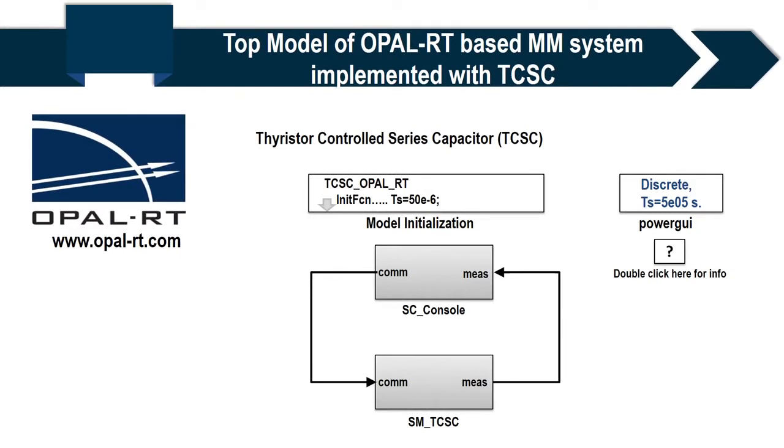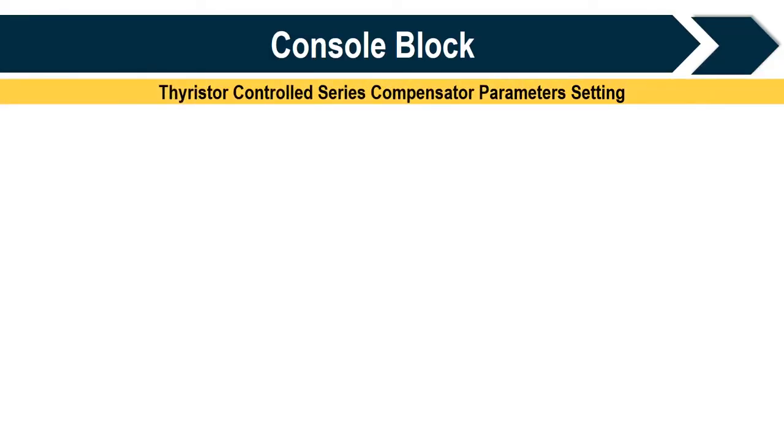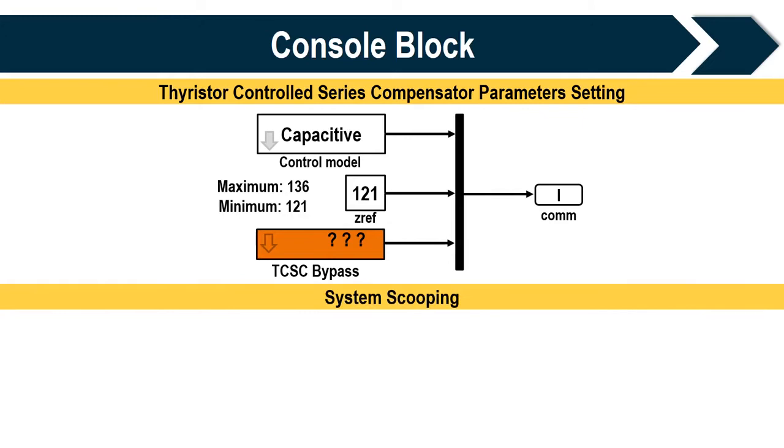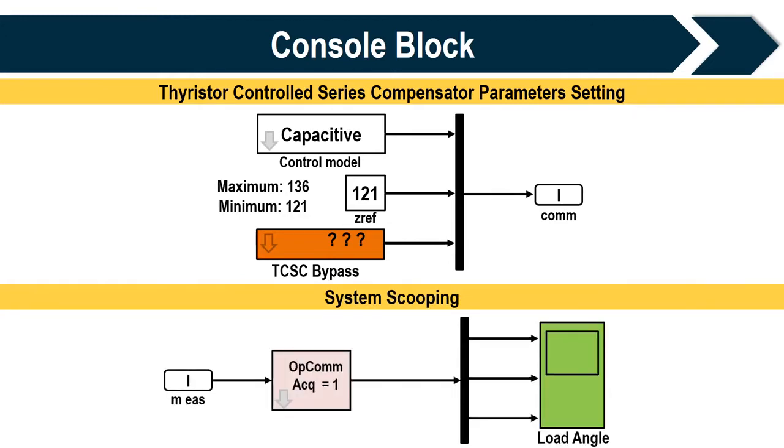Now this model was made compatible with the real-time simulator, in which I created this top model of the OPAL-RT based system which was implemented with TCSC. As you can see from here, there are two subsystems. One is the master subsystem which contains the main circuit, and the other is the console subsystem which consists of the scope, and the third thing is this powergui which is used for the initialization of the power system model. This is the console block in which I have inserted this OPCOM. I have already discussed this in the previous sessions.